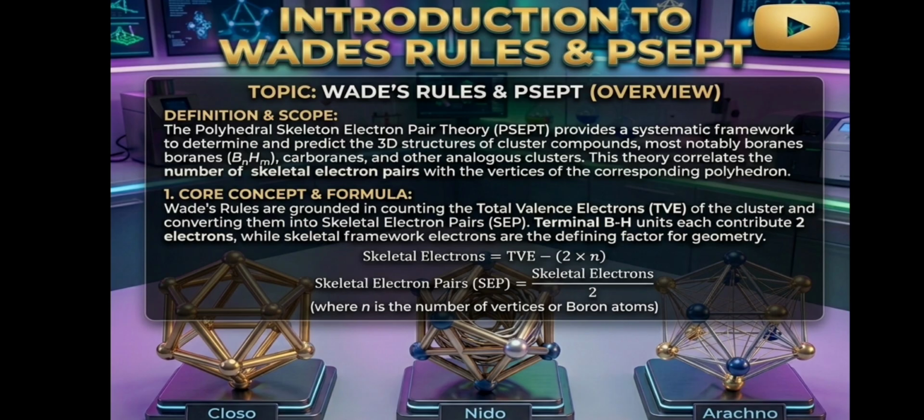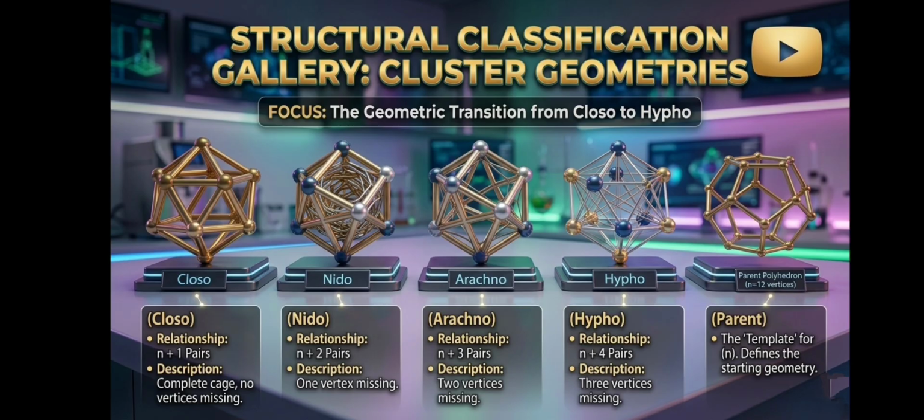Now that we know the math, let's look at the actual shapes. Moving on to the next slide. On the far right, we see the parent polyhedron. Think of this as our template or a starting point. It defines the maximum number of vertices that our cluster could potentially occupy. In this example, we have a template with 12 vertices.